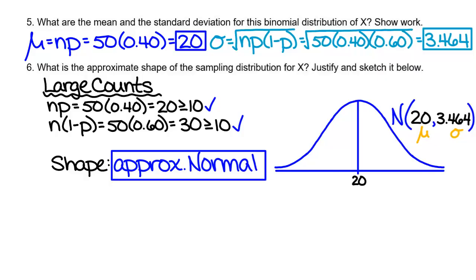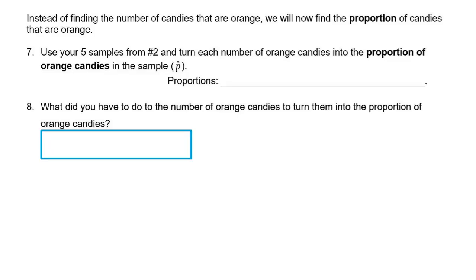Over to page 10. That does not conclude everything we're doing. Instead of finding the number of candies that are orange, I want to practice with one of the things that we've been talking about, and I want to find the proportion of candies that are orange. So I want you to use your sample of 5 numbers that you wrote down on the other side of the page, and we're going to turn each of those into a p hat.